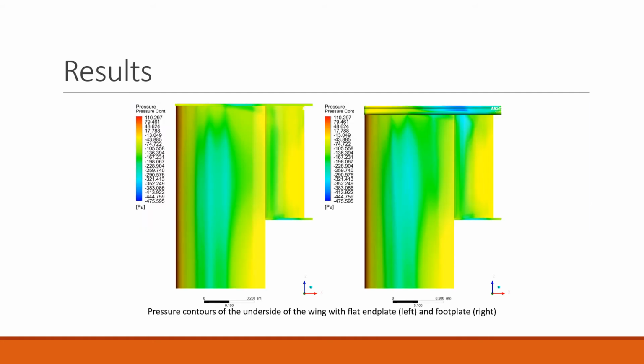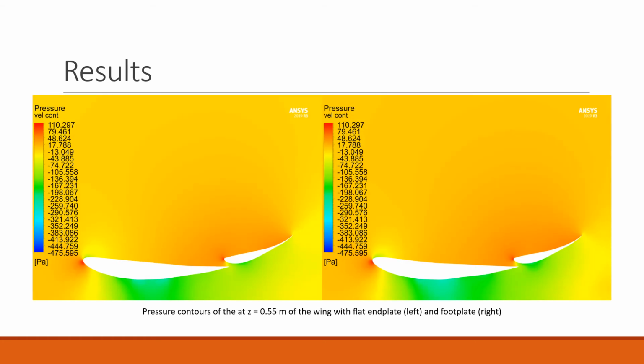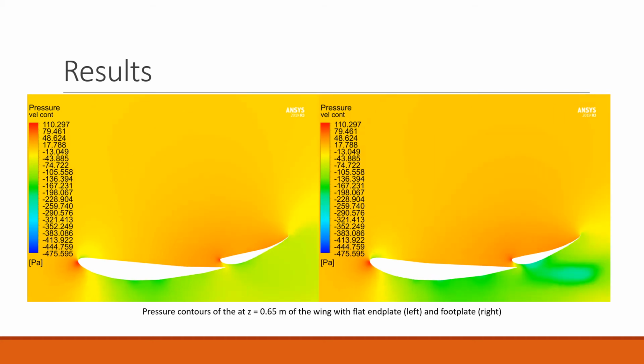The pressure contour of the underside of the airfoil shows a noticeable decrease in pressure on the underside of the flap for the wing with a footplate, as well as a slight decrease in pressure for the main element. This is further demonstrated on the cross-section contours of pressure here at 500 millimeters from the center line, and here at 650 millimeters from the center line.